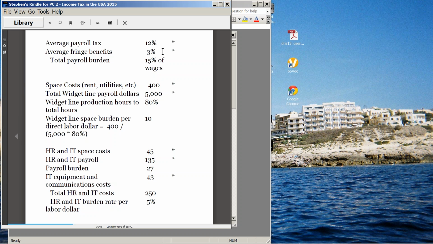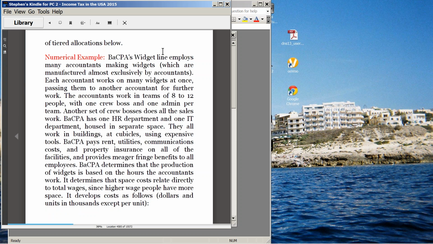We have to allocate space costs, rent, utilities, that sort of thing. And those probably relate to our production more than anything else. So in this example, I've decided based on the facts that we ought to allocate space costs per direct labor dollars. Now, why would I use that rather than some other measure? Well, as stated in our facts here, the partners have more space than the new staff. I'm sure all of you are quite familiar with that.